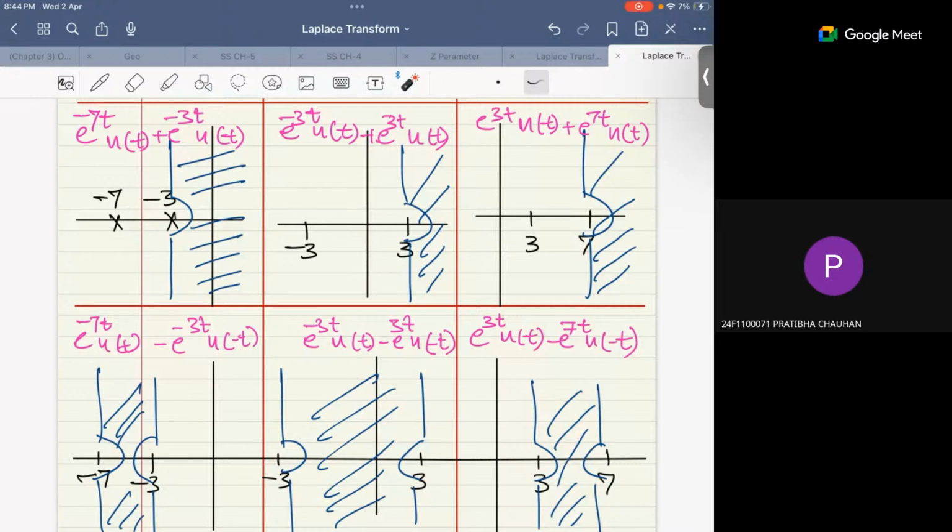Now you can see that the first 3 signals are causal signals. You already know that the causal signal is generally defined as a right-handed signal. This is what you generally define as the causal system.